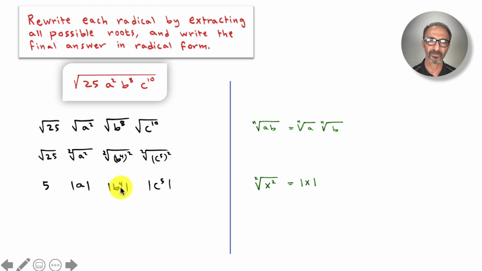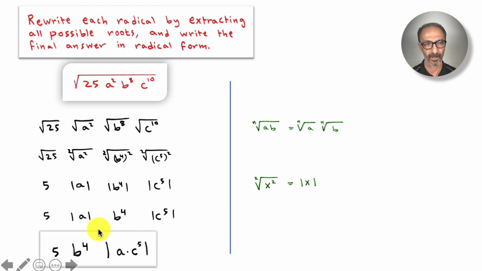Absolute value of b to the 4 is not needed, and these two will be grouped together. As you can see, it's not needed. We'll group these two together and we are done.